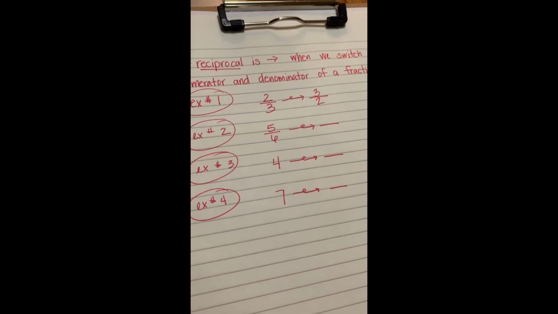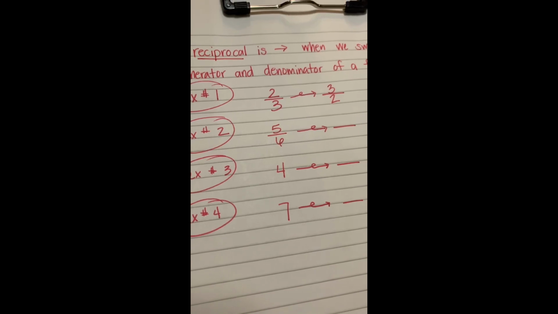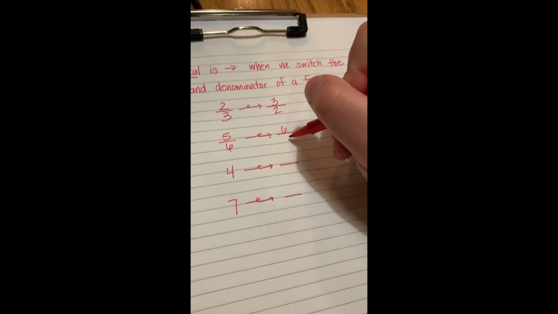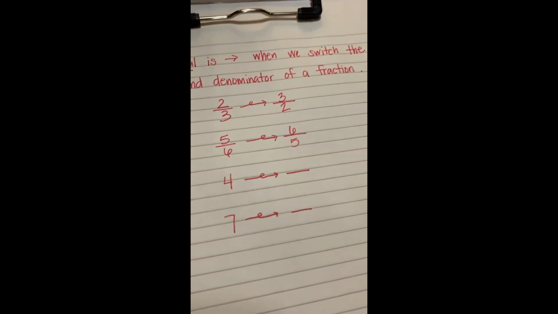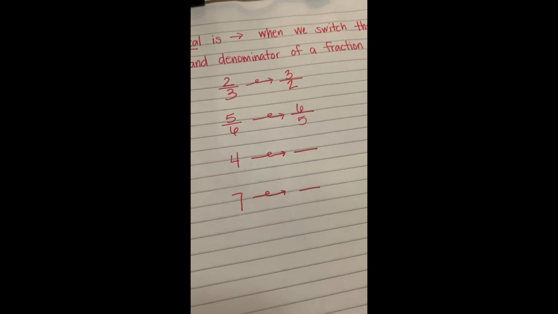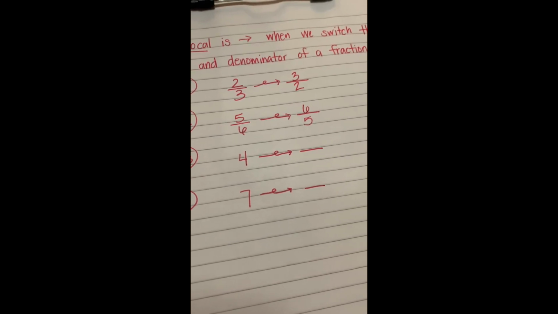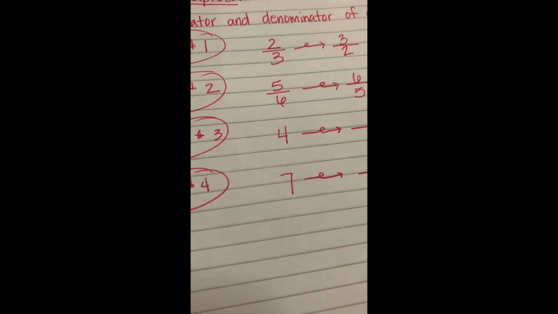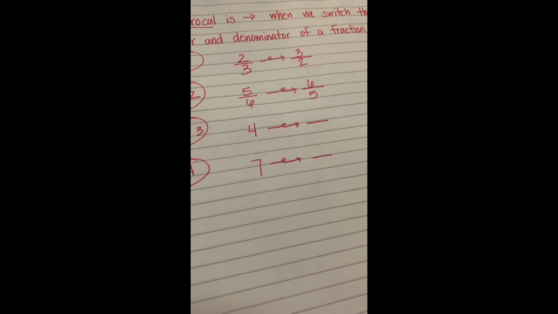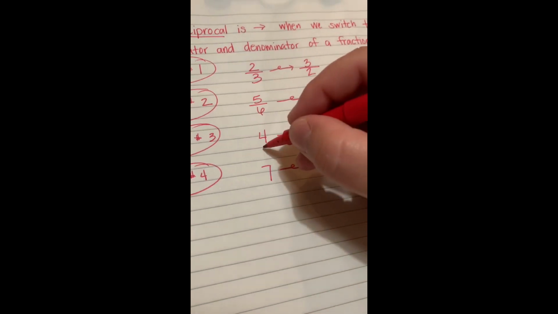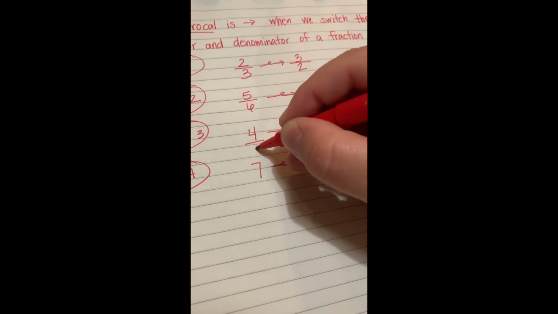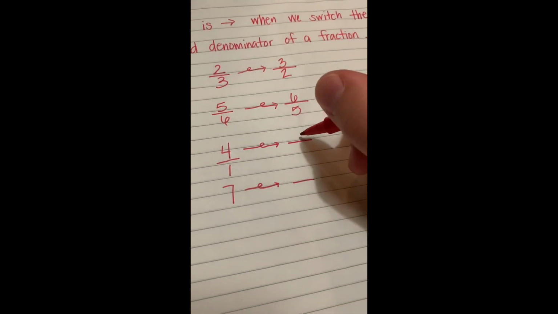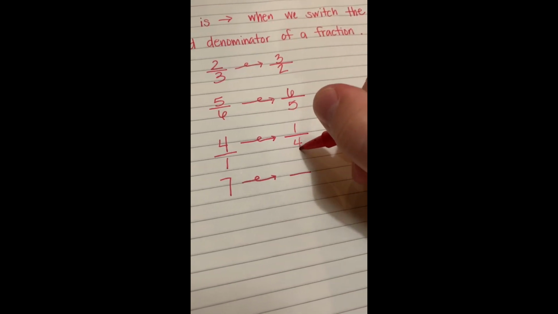For example, number 2, our fraction is 5/6. So we are going to write the reciprocal as 6/5. We've switched the numerator and the denominator. For example, number 3 and 4, I've given you a whole number. Remember, if we have a whole number as a fraction, it's going to be over the number 1. So to switch that, our reciprocal is 1/4.